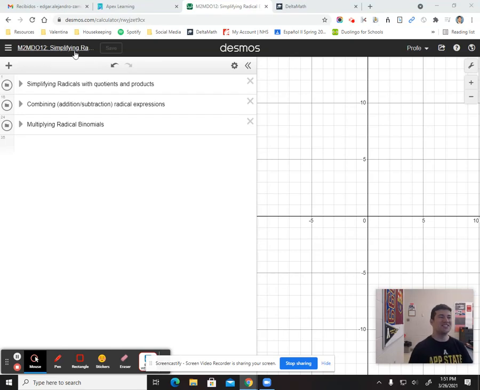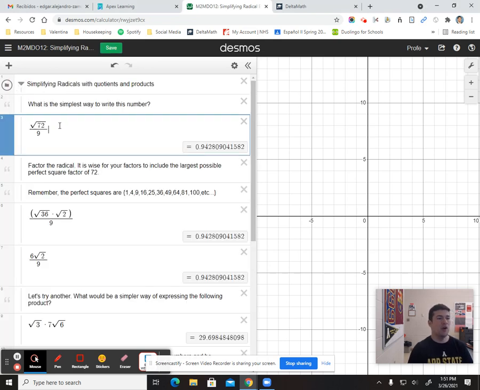Hey everyone, let's talk about simplifying radical expressions, so expressions that contain radicals. All right, we've got three categories. First of all, we're going to practice simplifying radicals that have quotients and products. So we're talking about expressions such as the square root of 72 divided by 9.